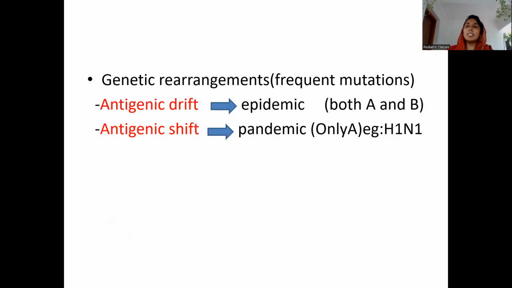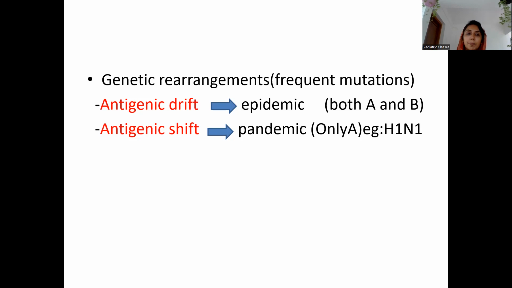These viruses are very prone to frequent mutations, and there are two types of it. You would have learned it in our undergraduate classes: antigenic drift and antigenic shift. Antigenic drift means small changes, which generally cause epidemics, like type A and type B. Antigenic shift is a major change in the genetic makeup of the influenza virus. This generally causes pandemics, for example type A viruses can cause a pandemic.